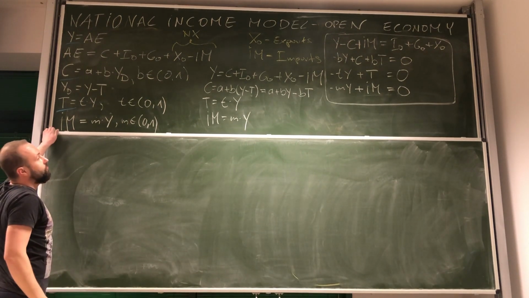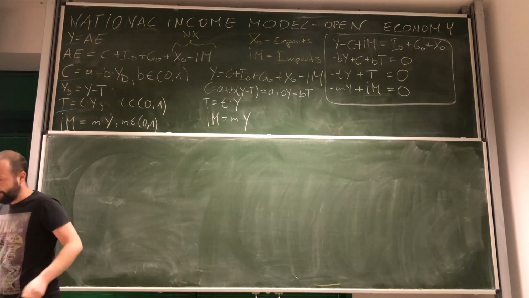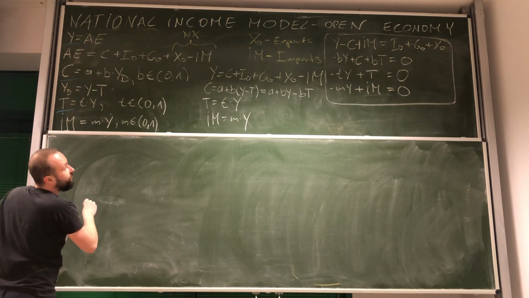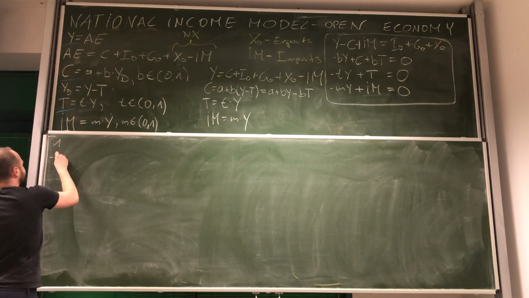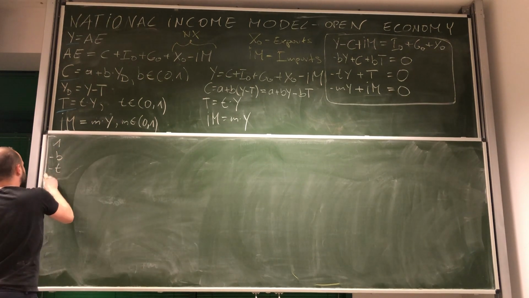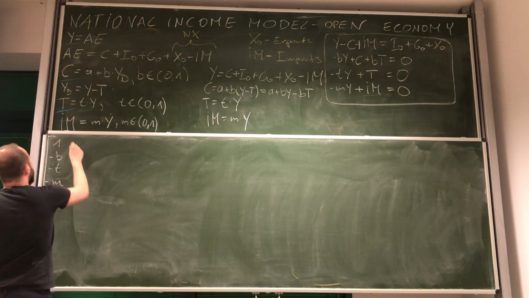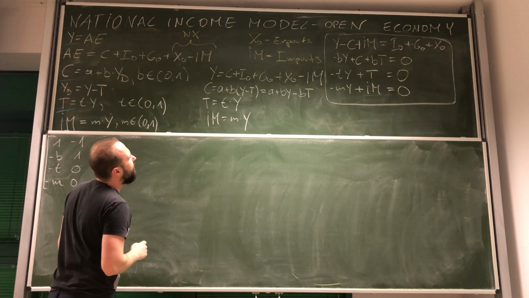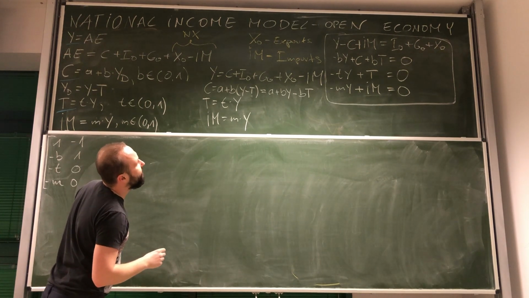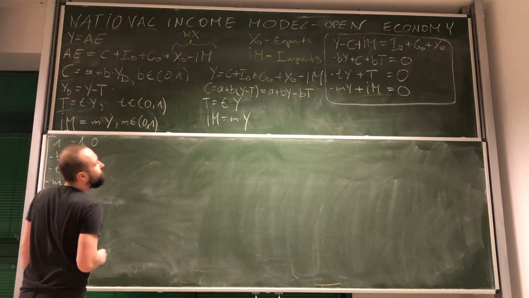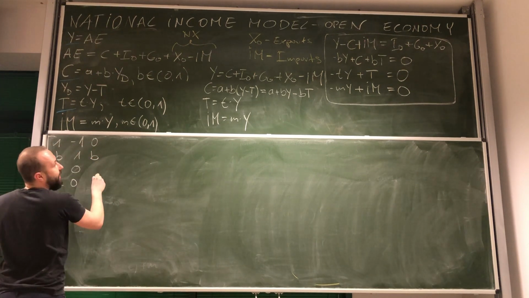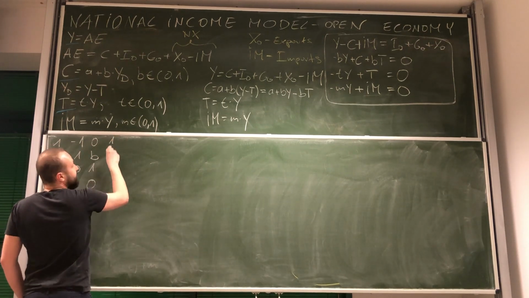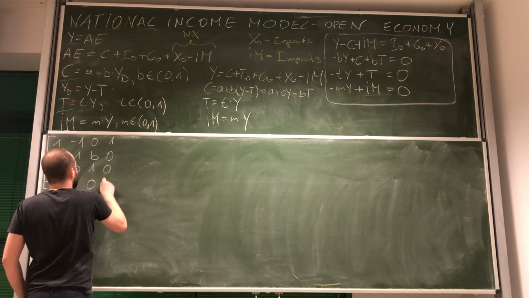Okay, so we start with the matrix of coefficients, and we've got there 1, negative b, negative t, negative m. Then we've got negative 1, 1, 0, 0. Then we have t, so we have 0, b, and 1, and 0. And then we've got IN, which gives us just 1, 0, 0, 1.